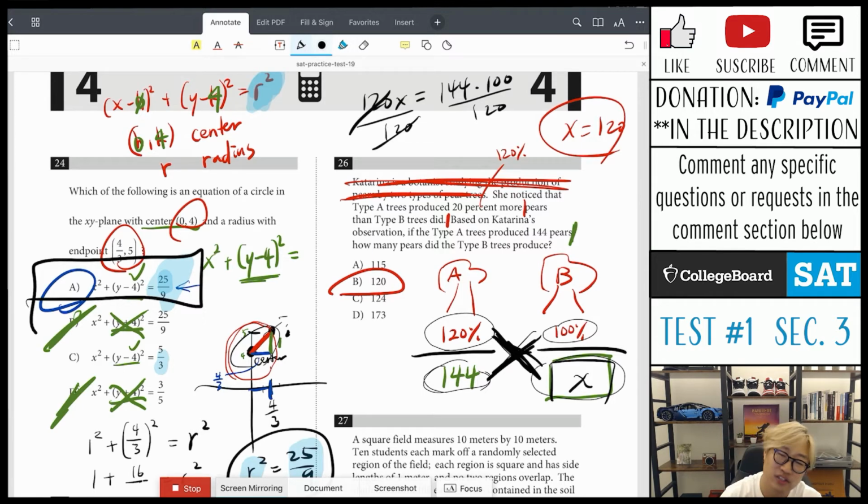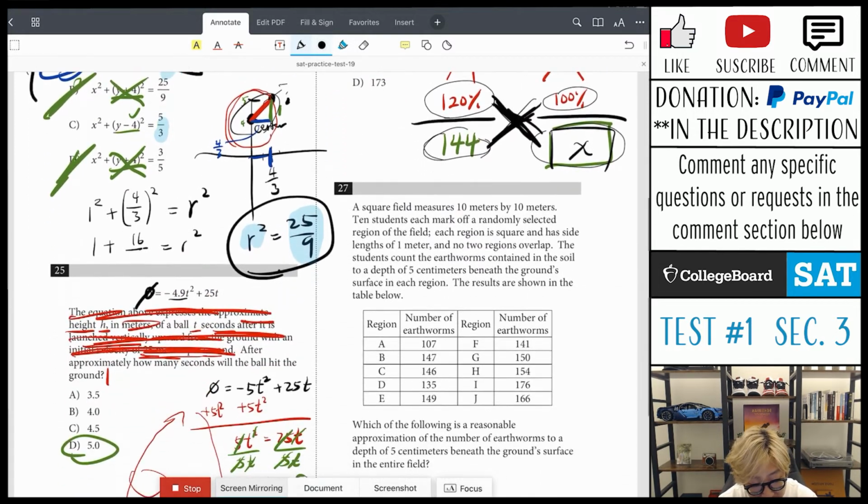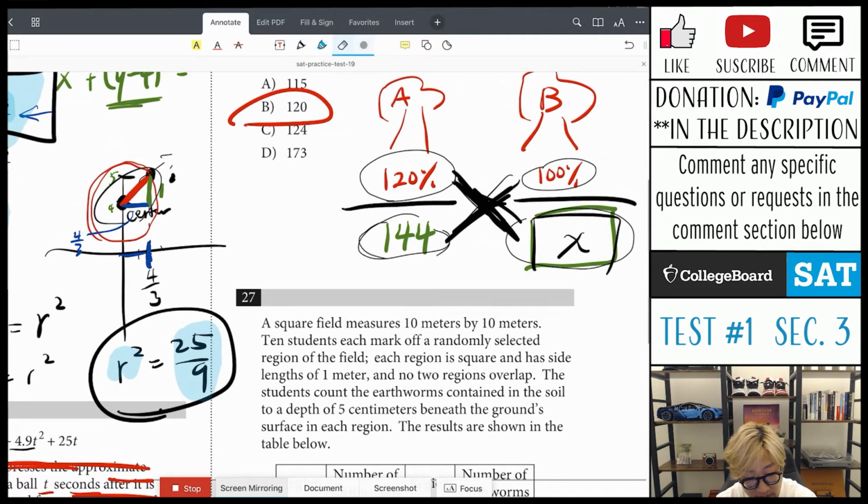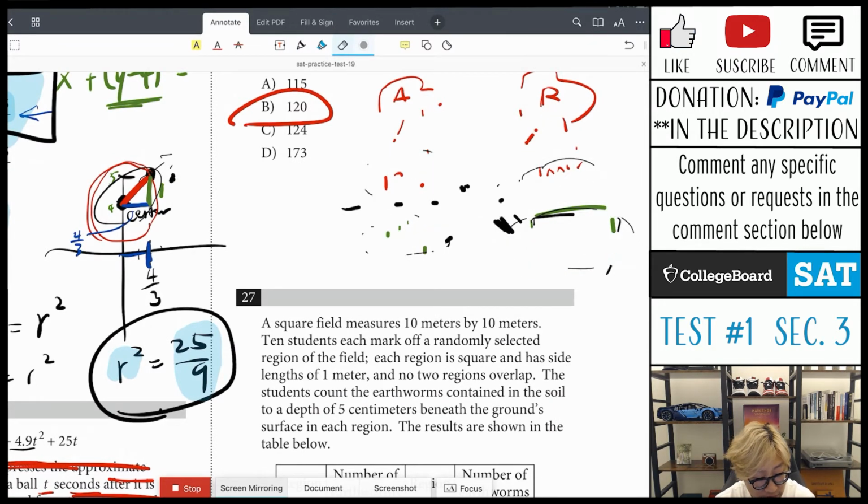It still works. You're going to get the same answer either way. Doesn't really matter. All right, number 27. I know I'm going to need some room for this, so let me take away the top one. Let me get rid of this. All right, here we go.